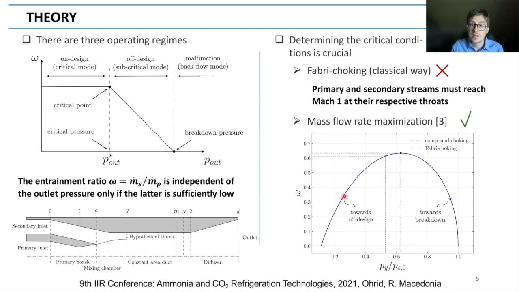We can see that the Fabry choking criterion does not lead to the maximization of the mass flow rate within the ejector, which is really the real physical interpretation of choking. And so instead, a better choking criterion can be used, which is called the compound choking criterion. And that is actually equivalent to maximizing the total mass flow rate within the ejector. And so it is important to note at this point that this is the criterion that was used for this work.